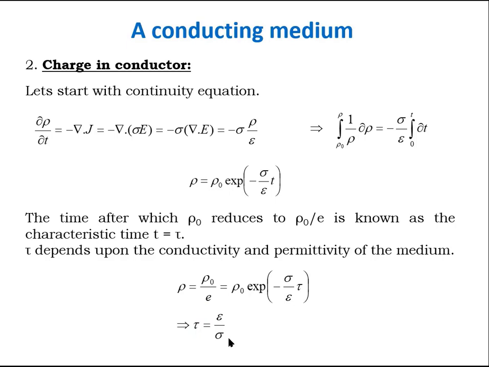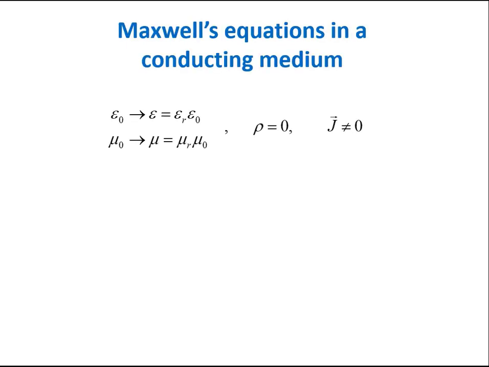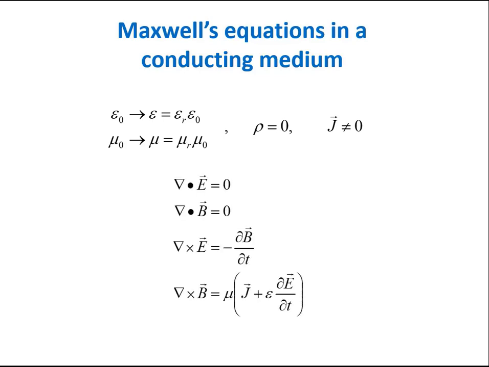So a conductor is practically neutral. Because a conducting medium is neutral as a whole but has non-zero current density, the Maxwell equations become like this. So, in case of conducting medium, we get an extra term containing J in the fourth Maxwell equation.